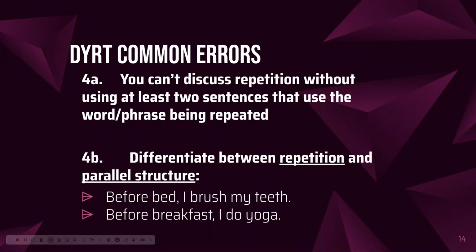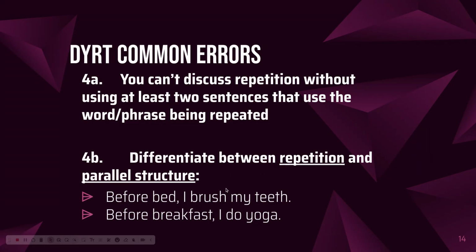4A and 4B are related to each other. You can't discuss repetition without using at least two sentences that use the word or the phrase that's being repeated. So don't just say the author repeats this, show us. And then make sure that you can differentiate between repetition and parallel structure.